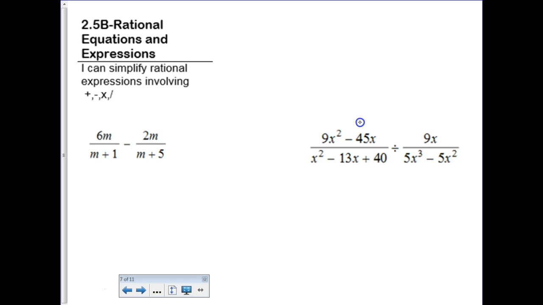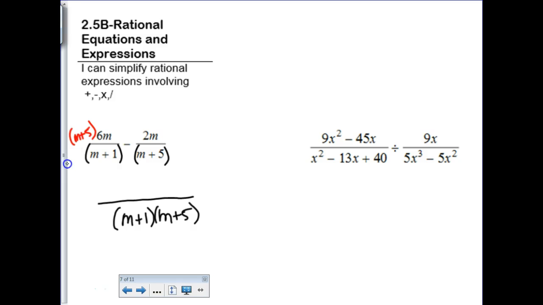So the first question is a subtraction question, which means we need common denominators. Your common denominator would be an m plus 1 and an m plus 5. So now you have to go build up the common denominator. This first fraction needs an m plus 5, and this denominator needs the m plus 1. So you don't have to do any work on the denominator. It's already written. I want you to keep it in factored form. But up in this numerator, got a hot little mess here.